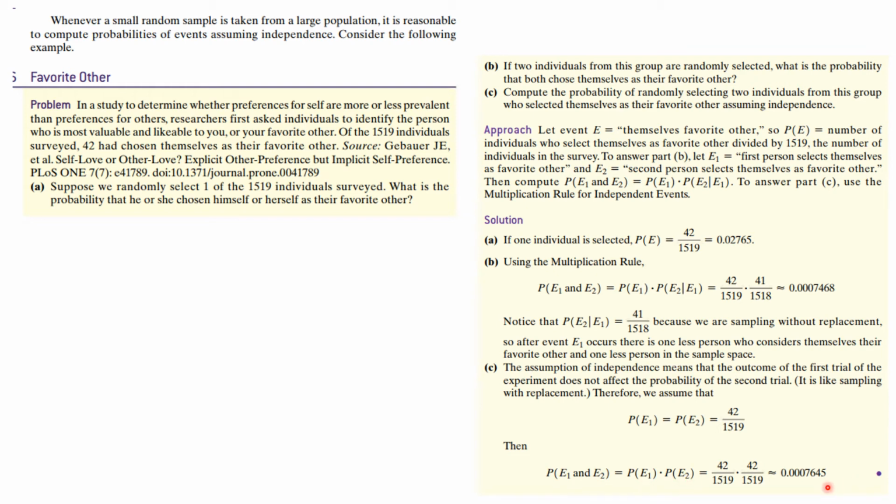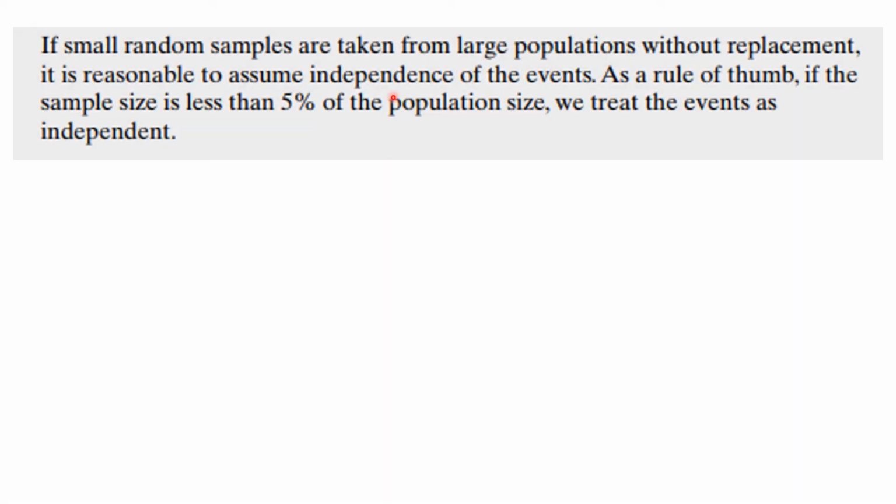So you see, this says that if you have a lot of individuals and you're taking a sample from them, can you assume independence? And here is the rule of thumb. If a small random sample is taken from a large population without replacement, that means you don't throw them back in, it is reasonable to assume independence of the events. As a rule of thumb, if the sample size is less than 5% of the population size, we treat the events as independent.